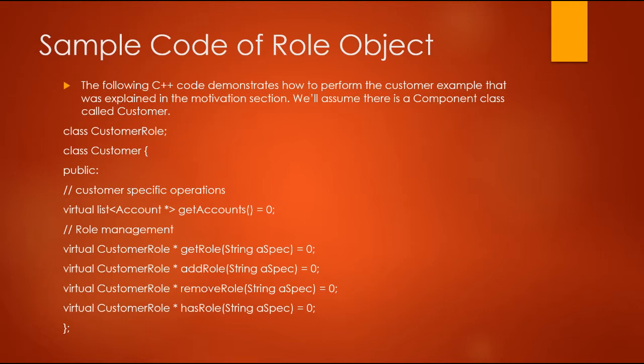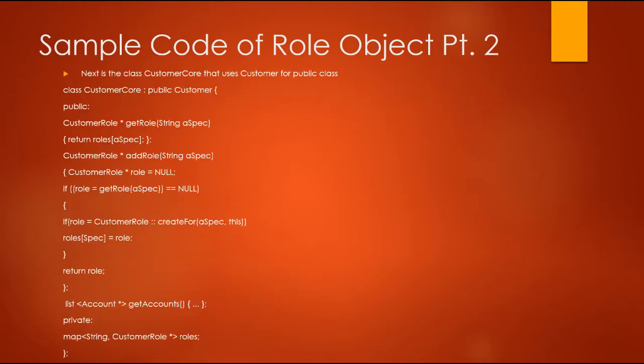And there's more code to it for the sample of the role object. Next is a class CustomerCard that uses Customer for the public classes. Under the public, there's the customer role, getRole, string aSpec. Then after, you're supposed to return the role's aSpec.